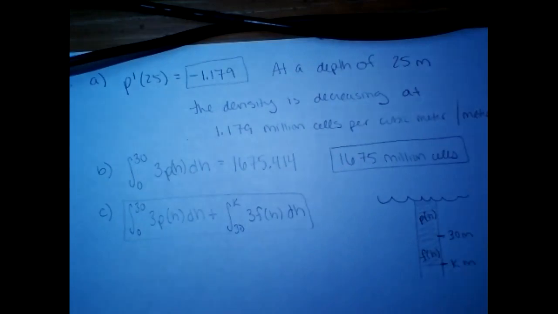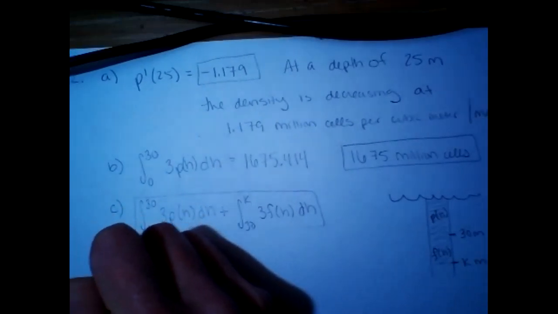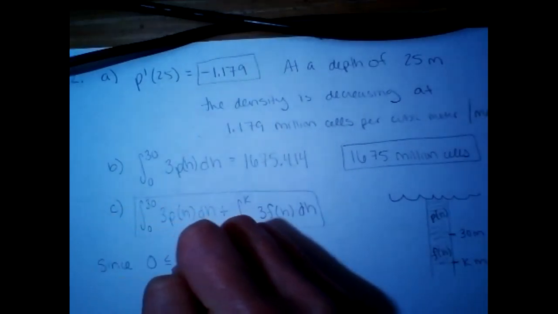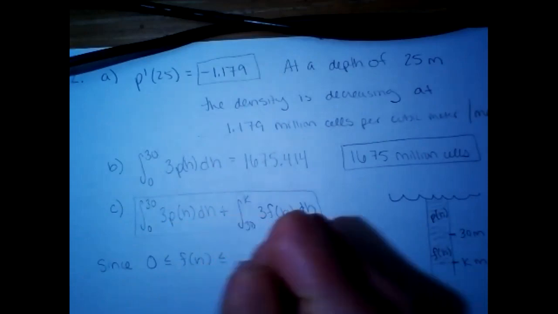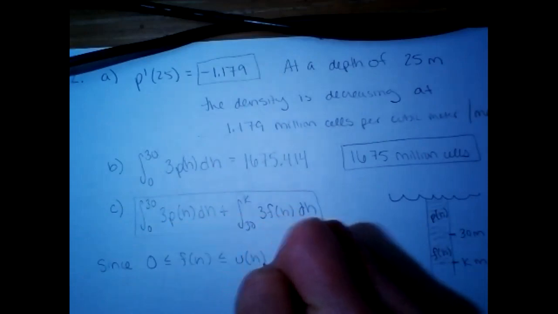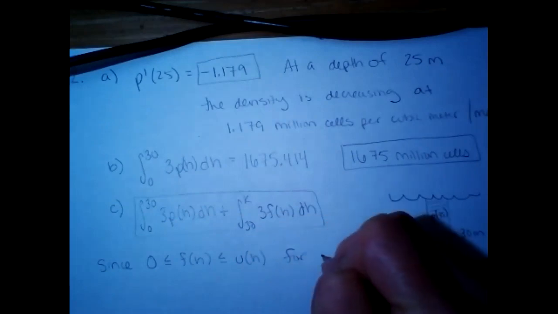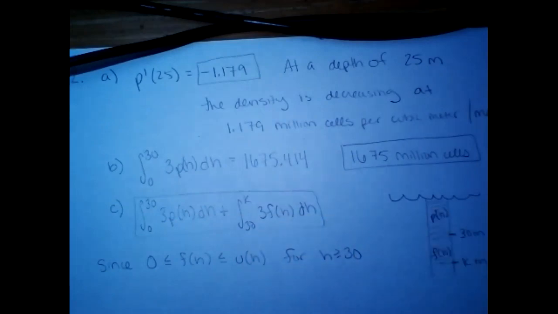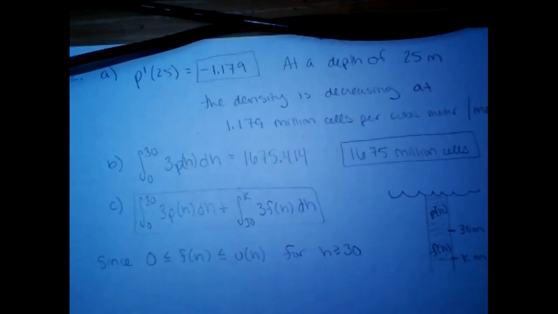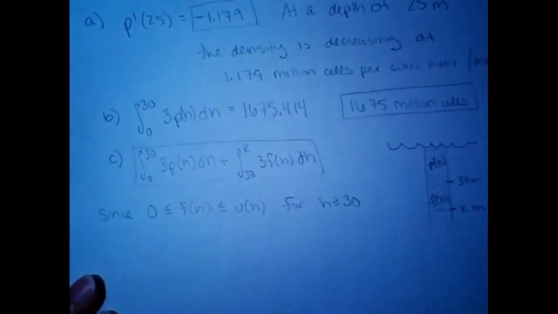So there's that. And then it says, explain why the number of plankton cells in the column is less than or equal to 2,000 million. All right, so we're going to have to use this, what was it? F of h is smaller than u of h, information that they gave us. So this is going to be a little bit of writing here. Since f of h is in between 0 and u of h for depth bigger than 30 meters. And I'm pretty much just copying that from the problem. You want to recopy what they gave you.